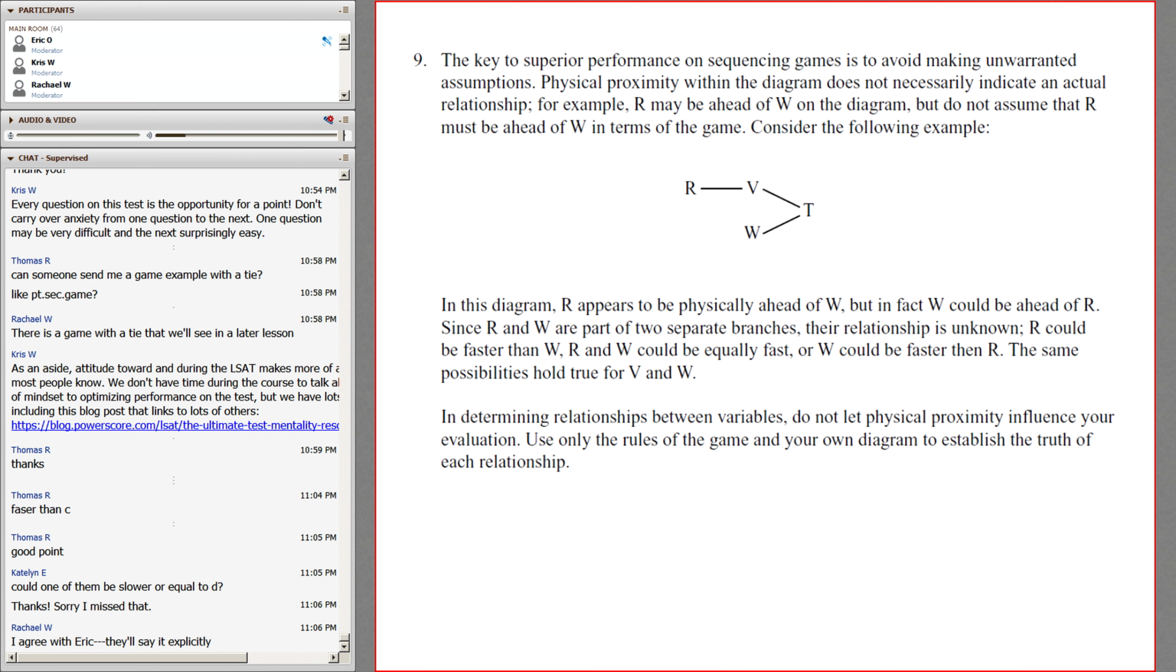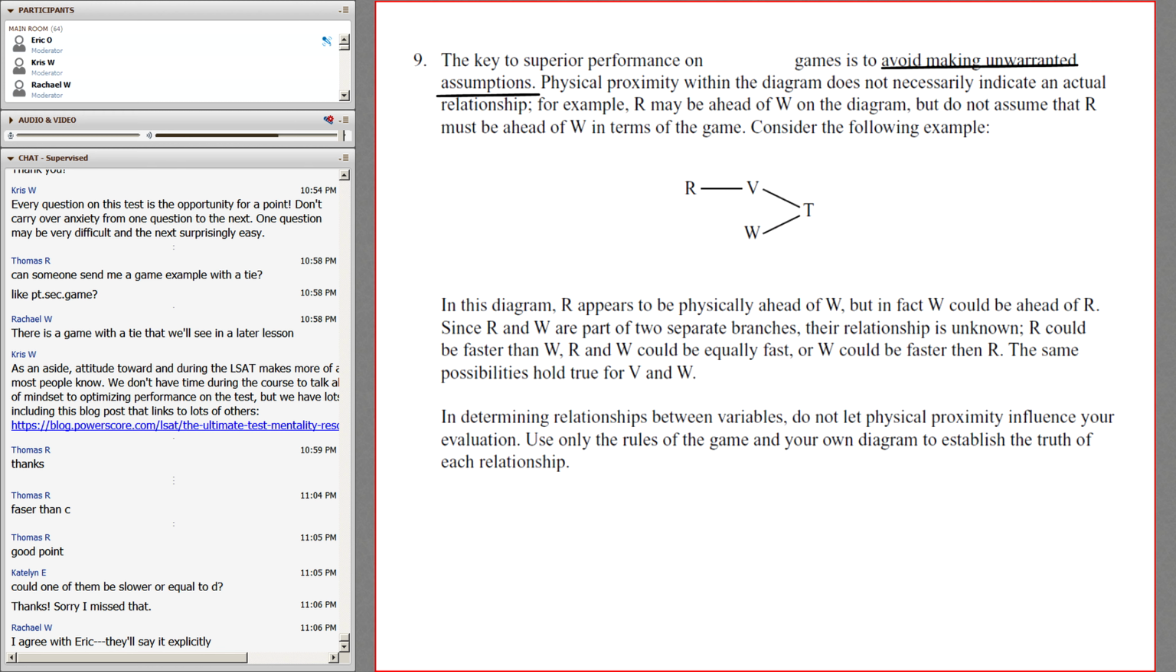Number 9 is a big one for me. I have to get up on my soapbox for number 9 because they say it here, the key to superior performance on sequencing games. But guys, I'd really highlight this because I'm taking out the word sequencing. I would say this is the key to superior performance on games, period. And the book points it out or calls it avoid making unwarranted assumptions. And I agree with that, but I think there's maybe a simpler way to say it, guys.